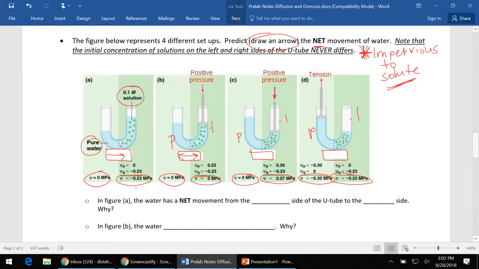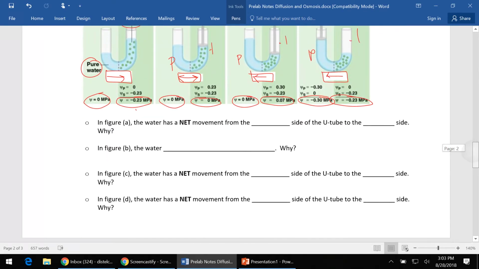Third scenario, letter C, the higher water potential is now on the right side and the lower water potential is on the left. 0.07 compared to 0. And then in this one, negative 0.3, negative 0.23, negative 0.23 is a higher value than negative 0.3. So let's explain though, because right below it wants us to explain what's going on here.